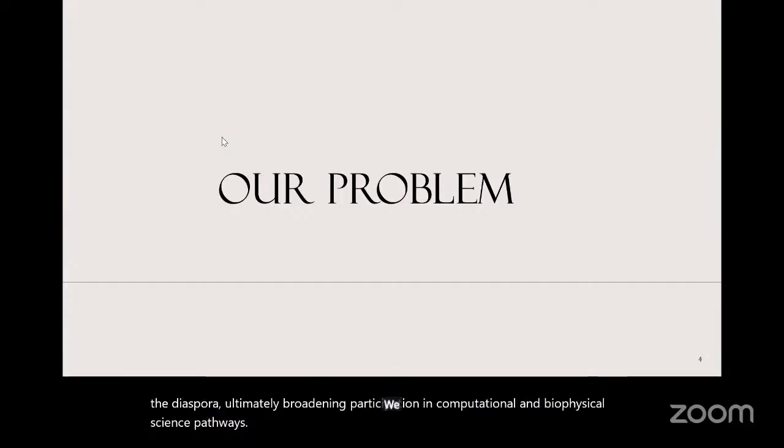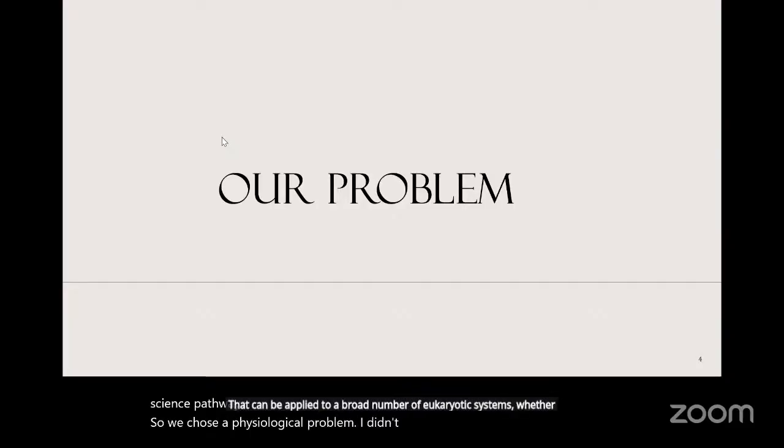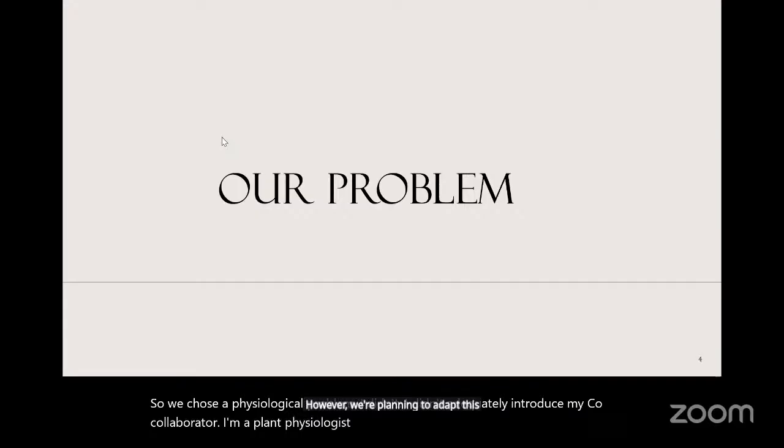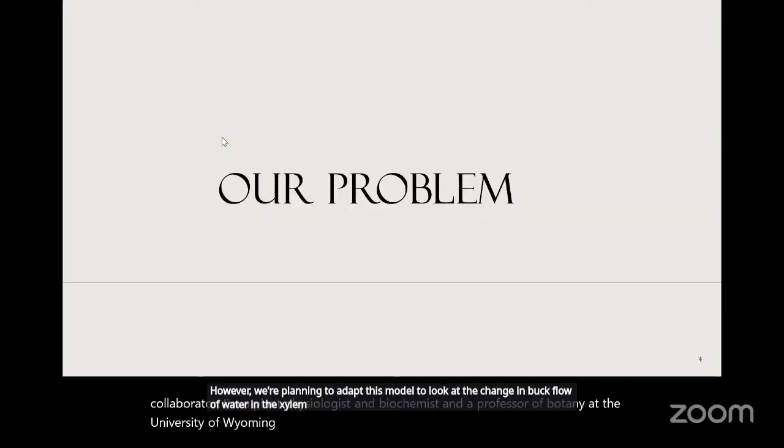We chose a physiological problem that can be applied to a broad number of eukaryotic systems, whether we're talking plant or animal. We selected the human physiology problem to demonstrate because there were open source data sets available on GitHub. However, we're planning to adapt this model to look at the change in bulk flow of water in the xylem in plants.